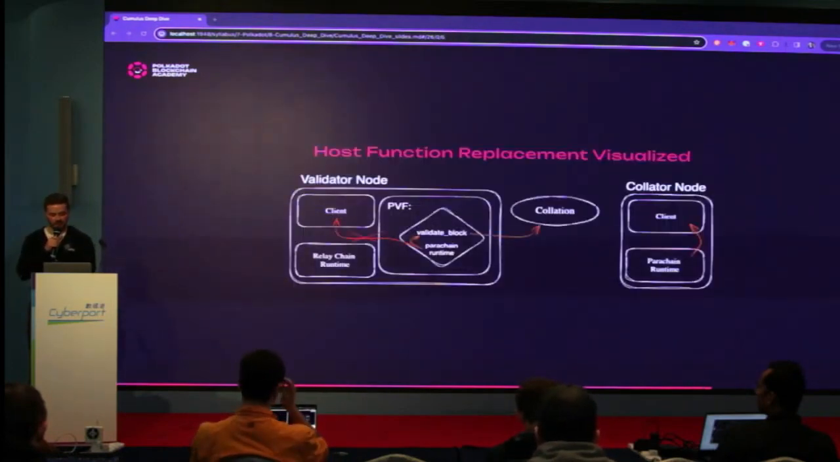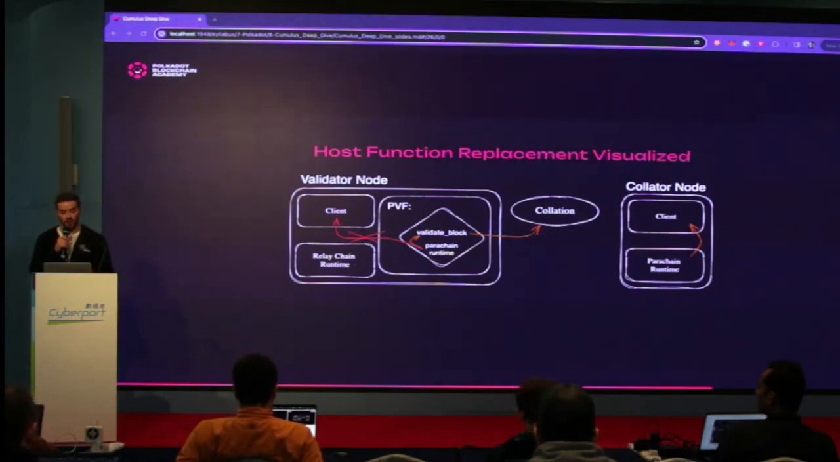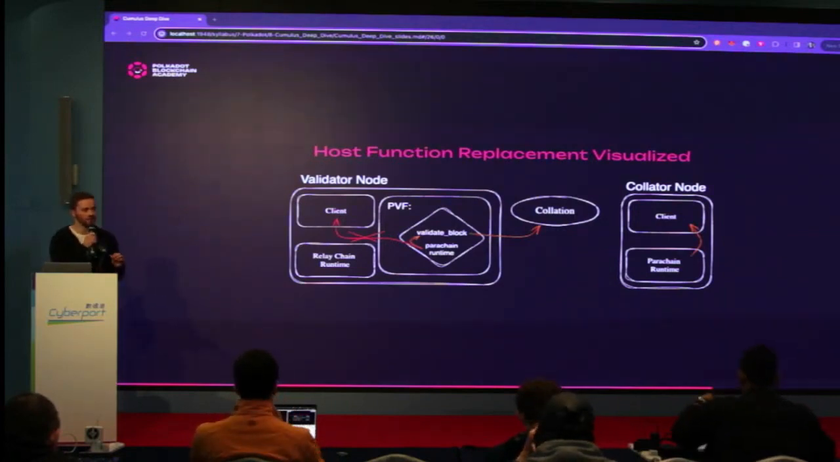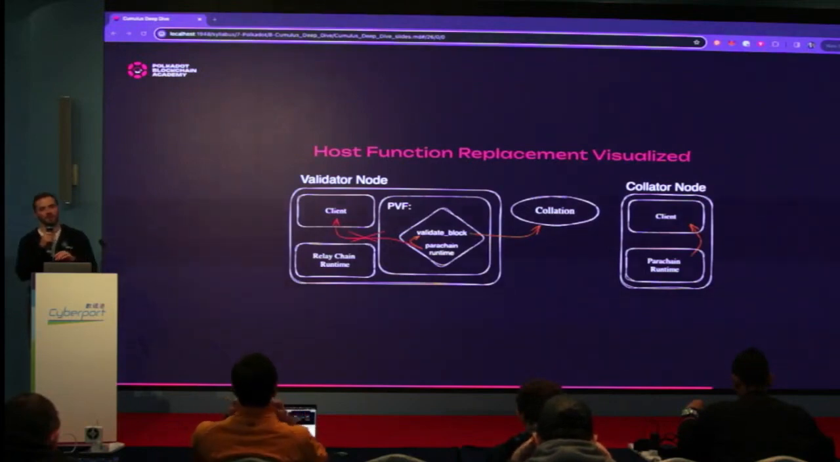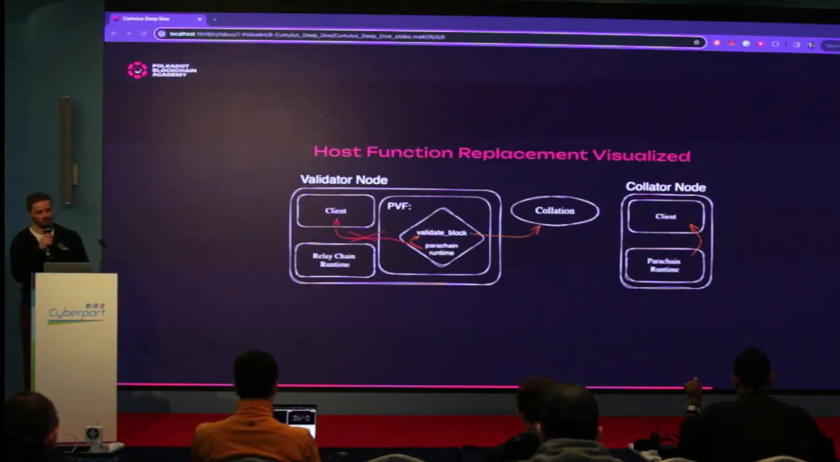So instead, within validate block, we remake those host functions such that they target the contents of a collation instead, particularly so that they target a kind of sparse state that we have constructed from our proof of validity, and we'll get into how that is done.